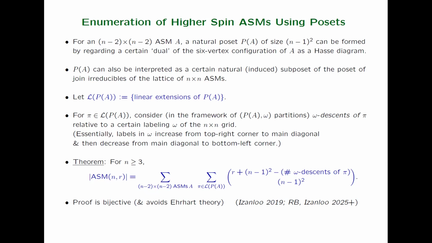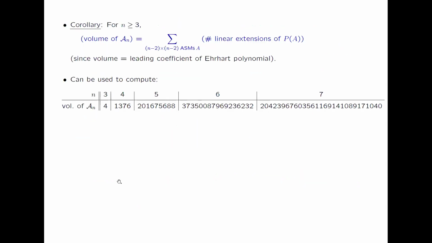It shows you where the Ehrhart polynomial comes from in this case without actually using any of the high-powered machinery of Ehrhart theory. So effectively, it just boils down to counting linear extensions, and then looking at these omega descents of these linear extensions. And you have to look at ASMs of size 2 less than the ones you're interested in, which is also kind of curious. And it does give you a way of working out the volume, to get very large numbers, as I've shown there.